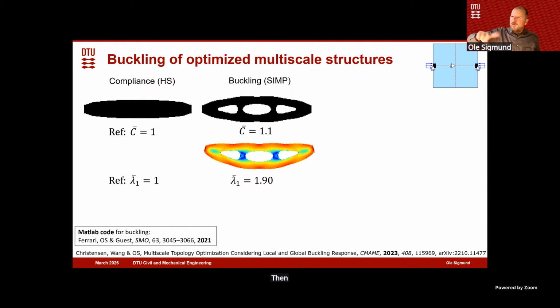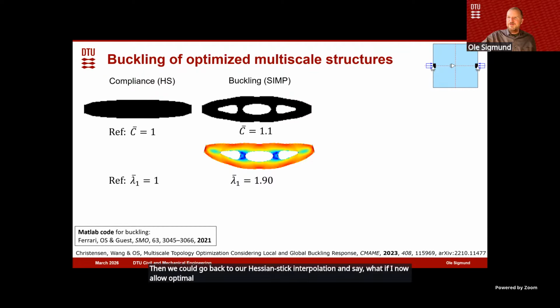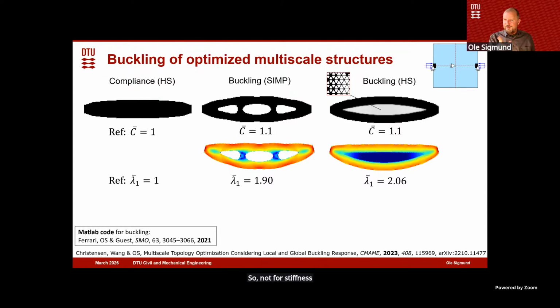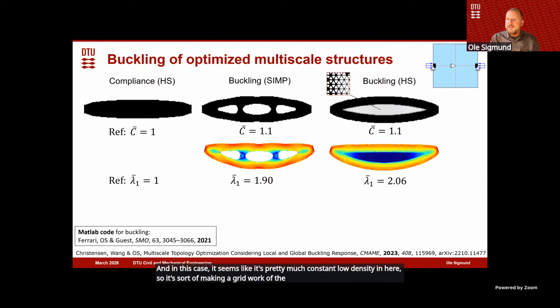Then we could go back to our Hashin-Strikman interpolation and say, what if I now allow optimal isotropic microstructure, so a triangular microstructure, in the optimization? In that case, we actually get microstructure. Not for stiffness, but if we look at the buckling case. It seems to be pretty much constant low density, so it's sort of making a grid work of the triangular structure in there. And theoretically, we actually get an even higher buckling value at the same stiffness between these two structures.